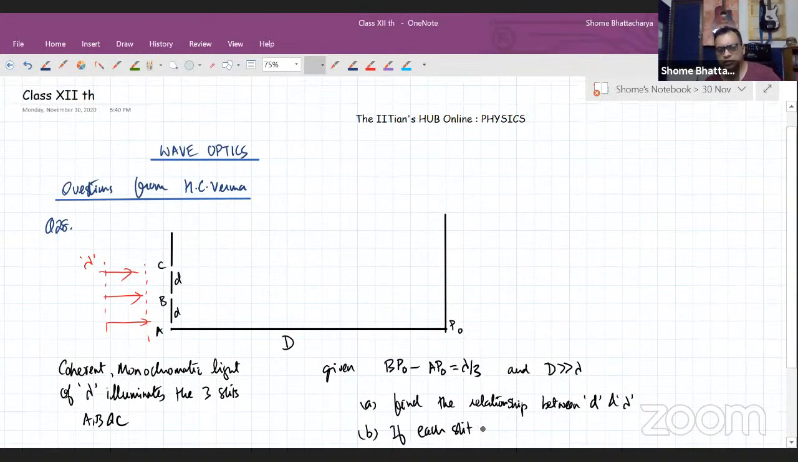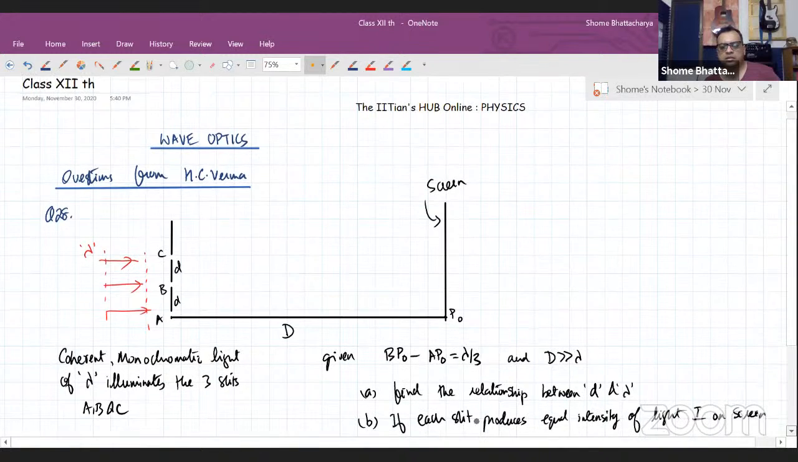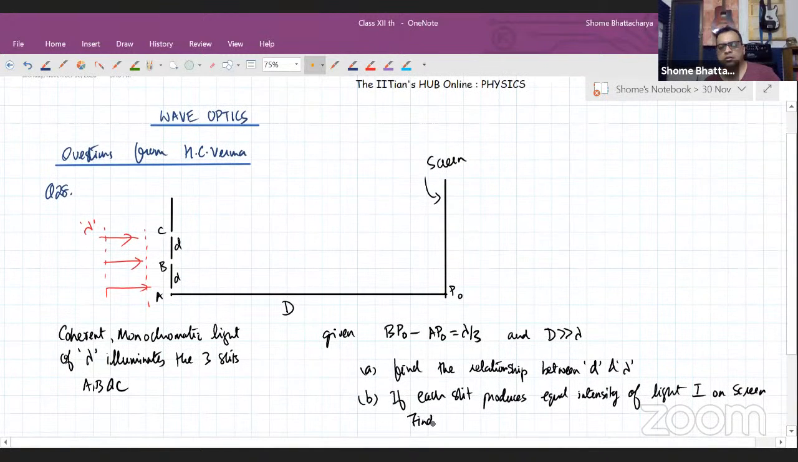Okay, so if each slit produces equal intensity of light I on the screen, okay, obviously this being the screen, we have to calculate the net intensity at the point P0. So this is the question.